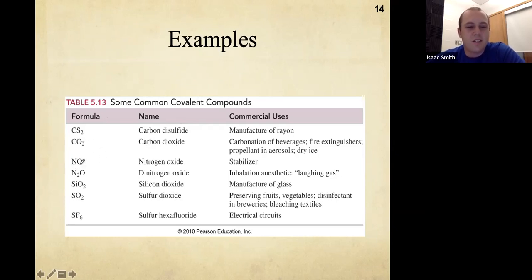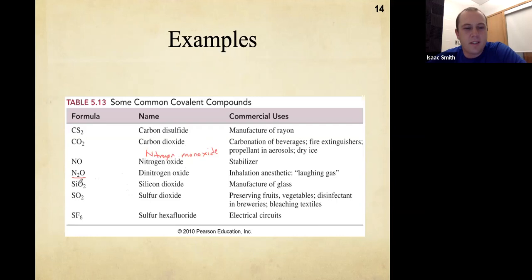NO would be just nitrogen oxide. You could say nitrogen monoxide if you wanted to. But if it's omitted, if you don't see a prefix, then you just assume it's one. So for nitrogen oxide, there's no prefix on nitrogen, no prefix on oxide. So we're going to assume there's one nitrogen and one oxygen. Here we have dinitrogen oxide, so I'm going to assume there's two nitrogens. There's no prefix on oxide, so there's going to be one oxygen. That's what you see here, two nitrogens, one oxygen, okay?